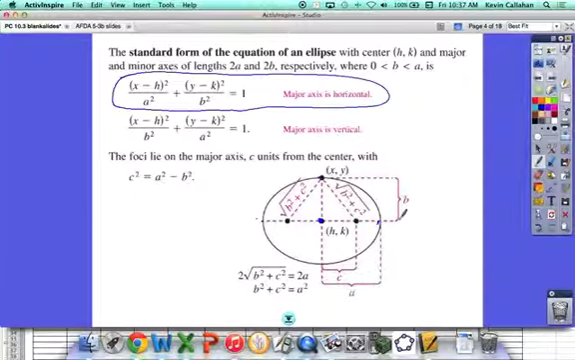Now, the other thing you should notice about the standard form is the right-hand side equals 1. It has to be 1. If it's not 1, you're going to have to do something to make it 1.